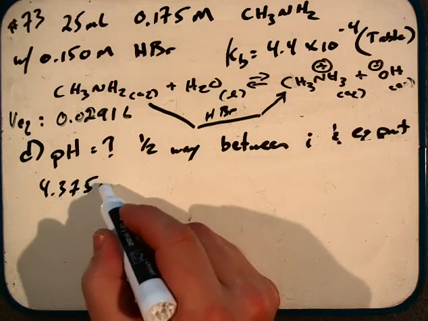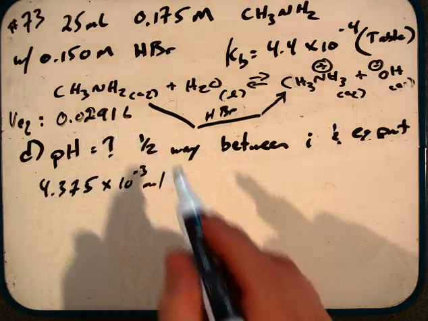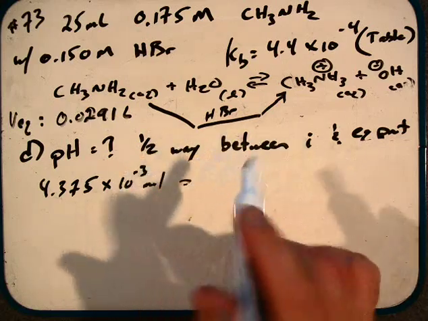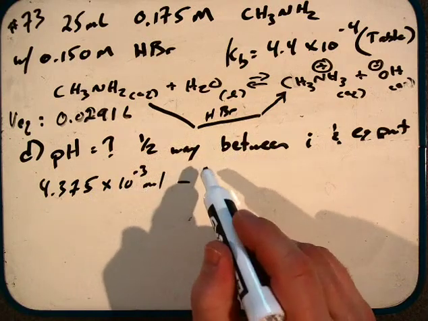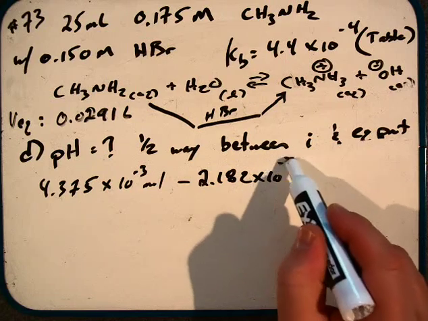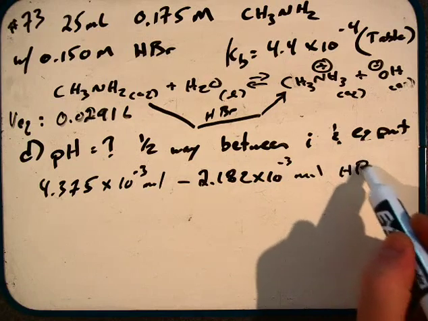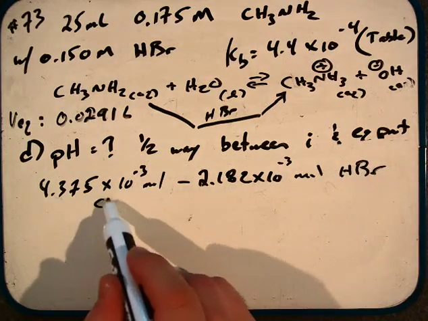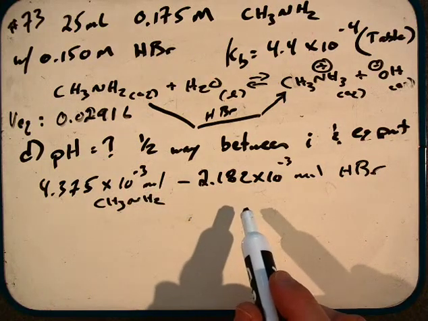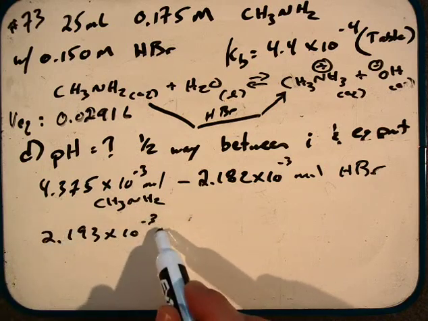In part C, we had 4.375 times 10 to the negative third moles of that methylamine base, and then halfway we should get a value of 2.182 times 10 to the negative third moles of our HBr that's going to be added. The difference of that is 2.193 times 10 to the negative third moles.